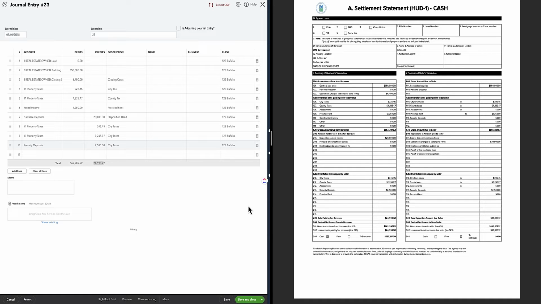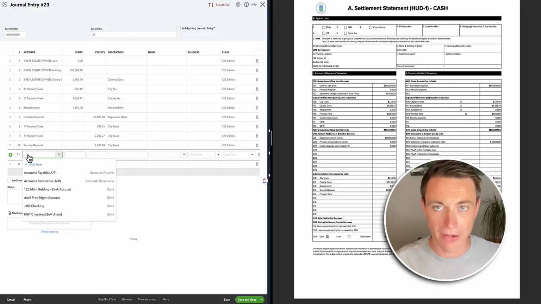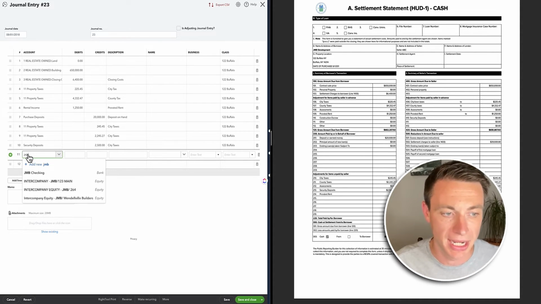The last thing we do on this is we have cash due at closing, okay? So this is telling me that I came to the table with $637,217.20 to closing. The magic moment is right here, line 11. We need to say, what account did that cash come from? If it came from a business checking account, it's the business checking account we're gonna indicate, JMB checking.